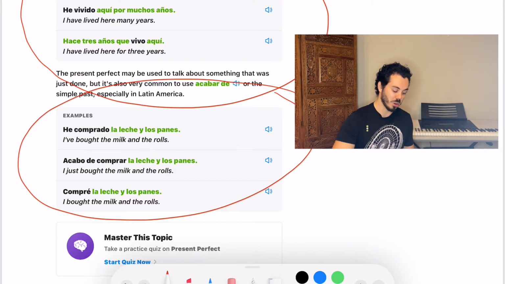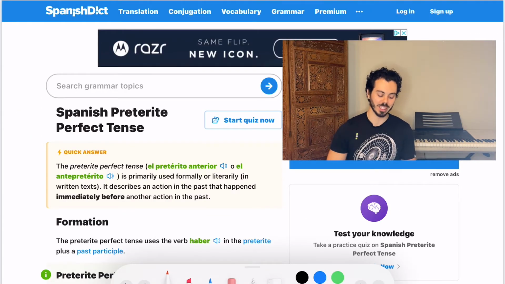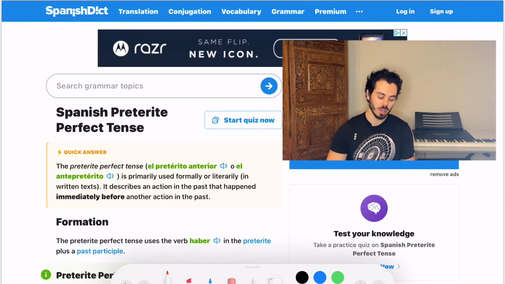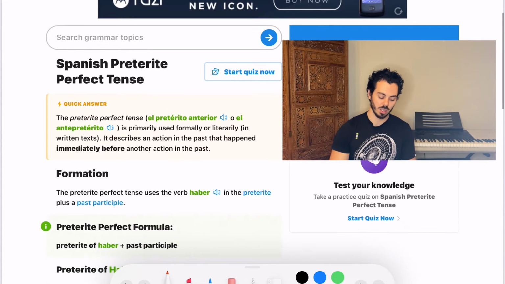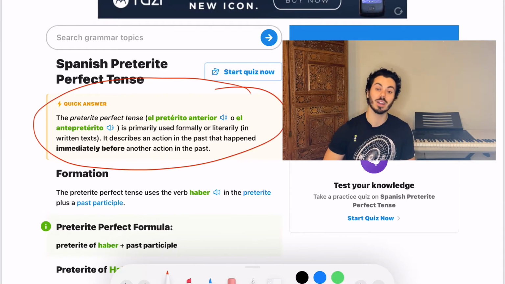But anyways, I know this seems super superficial, but at least now you know what the present perfect is in just a couple of sentences, and we can move on to the next tense. So the Spanish Preterite Perfect tense. So now we've gone over the preterite, the imperfect, the two progressives, the present perfect, and now the Spanish Preterite Perfect tense. Quick answer right here. The good thing about this tense is that we are not going to use it.